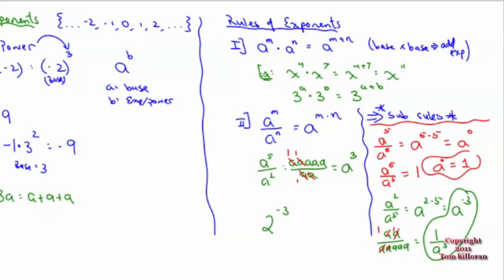Negative 8. See, that's where people mess up. Do you see a negative sign anywhere here? A negative number. You see a negative exponent. Don't mix exponents and numbers. It never works. So notice what's happening.